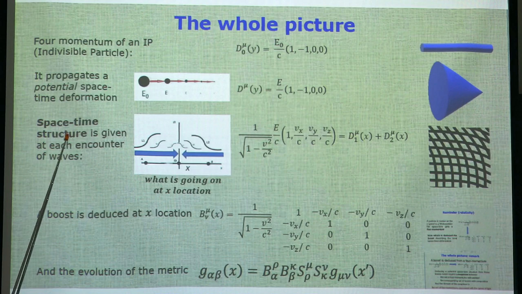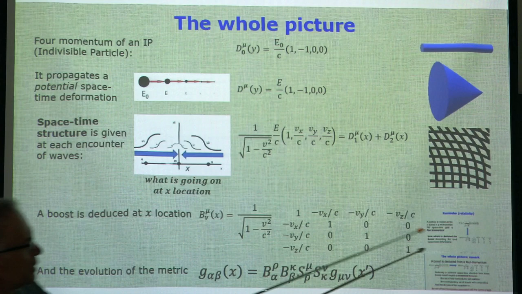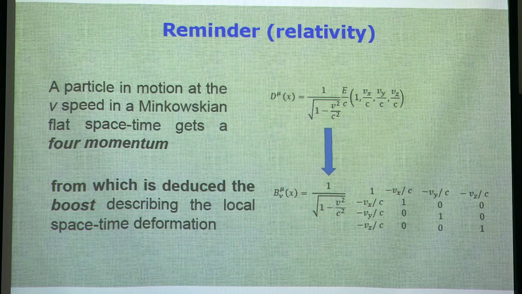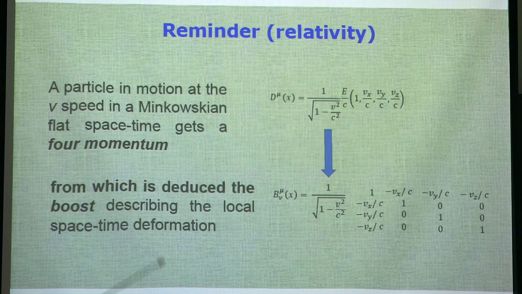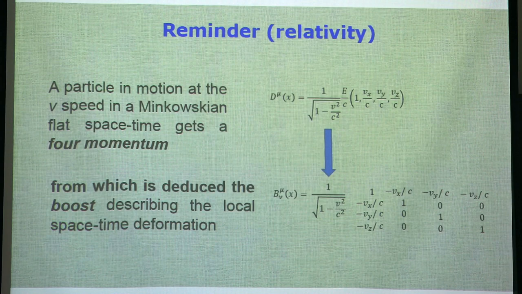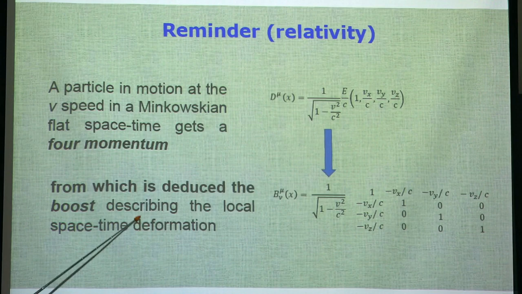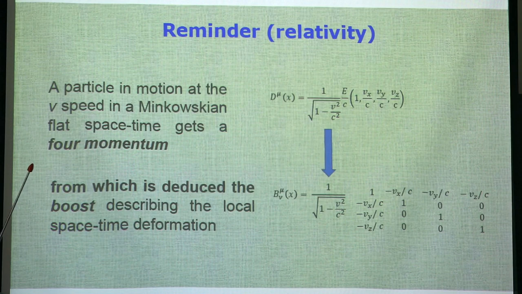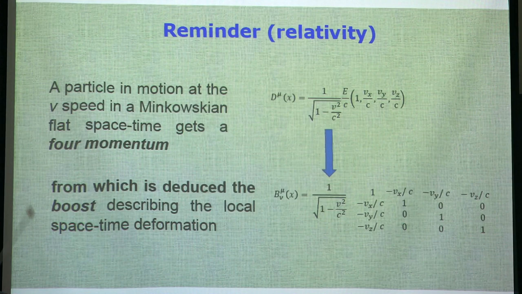So let's remember a little reminder about general relativity. It should require maybe more time to explain that. But when you have a particle in motion in a Minkowskian flat space-time, it gets a four momentum. And from this four momentum, you can deduce the space-time deformation generated by the motion of the particle. A particle motion in a frame generates a space-time deformation. That's already in GR. That's what I'm claiming.